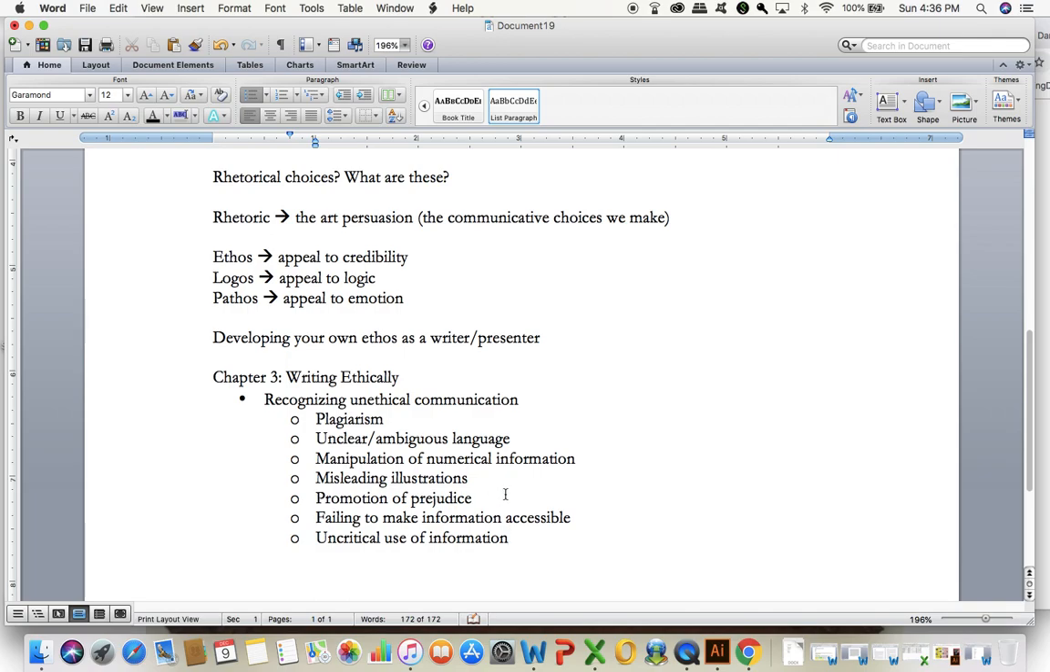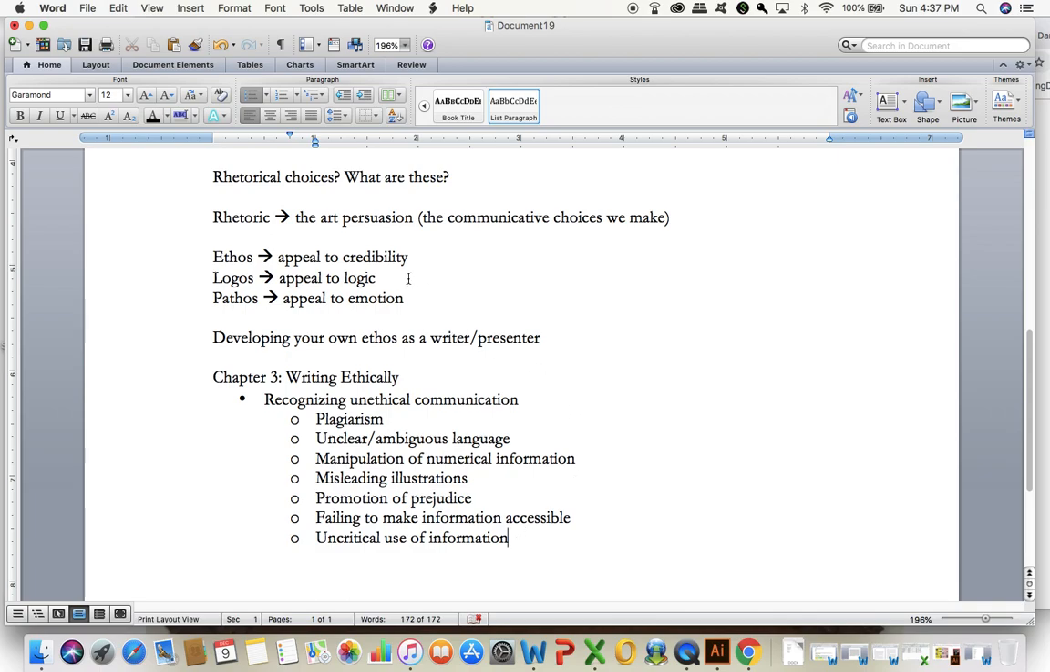So that's some of the main things that chapter goes into more detail. It talks about what is ethical writing, but I think most importantly what it does, especially in relationship to the assignments you have this week, is this idea of recognizing unethical communication. And then each of these subsections in the textbook have longer, more in-depth qualification as to what they mean by that, and provide examples.